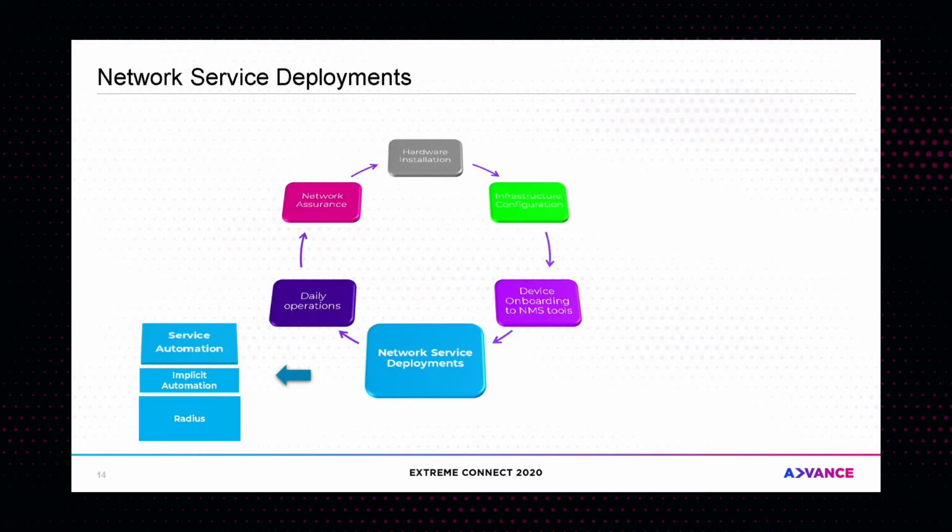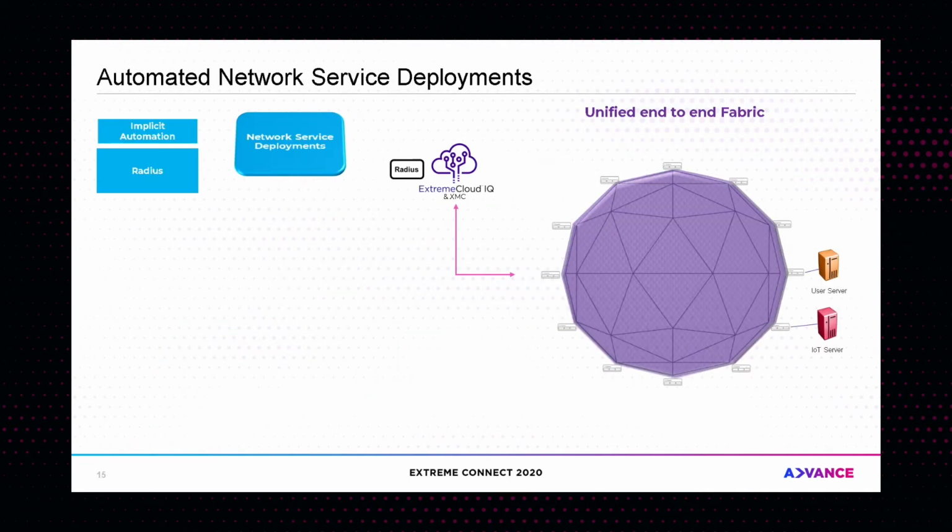Now that the infrastructure is ready and the device is registered, you're ready to deploy network services. There are two different ways: the implicit way and the explicit way. Let's first look at the implicit way. Basically, use network protocols such as EAP authentication or MAC-based authentication to authorize a user, and then RADIUS to tell the switches where to place those users.